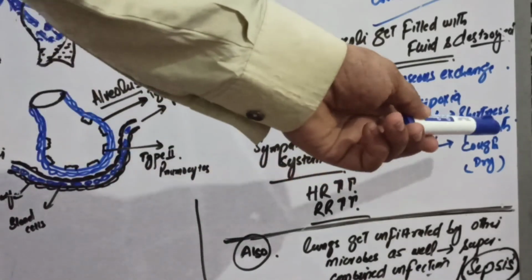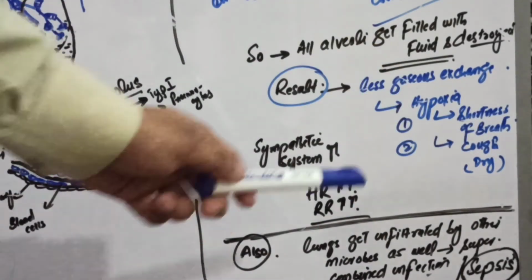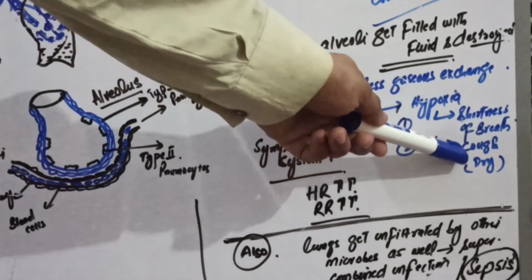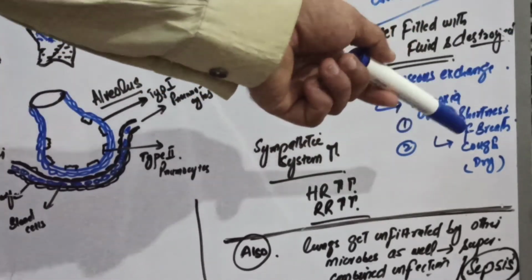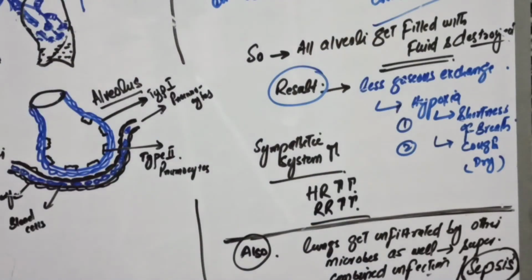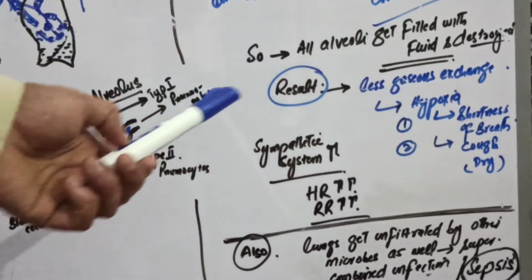Obviously, now at that moment you will have hypoxia, shortness of breath, and cough. Obviously, the lungs are being damaged. So the cough, shortness of breath, and the fever, the main 3 symptoms that we had. So here we have only dry cough, shortness of breath, and fever, the 3 main symptoms.